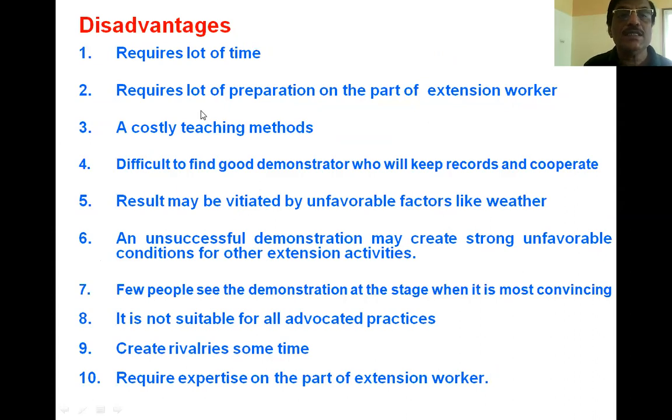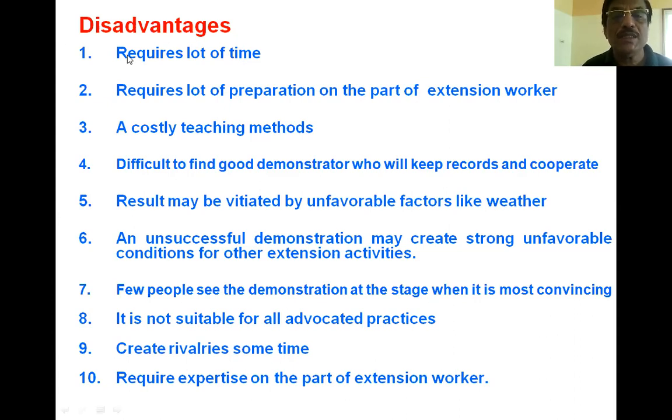Then the disadvantages: it requires a lot of time. The conduct of a demonstration requires a minimum of one season. For example, for conducting a demonstration on soybean, it requires a minimum of 100 days. For a result demonstration on sugarcane, it may require one year or 18 months. So depending upon the crop duration, it requires time to show the results of the technologies.